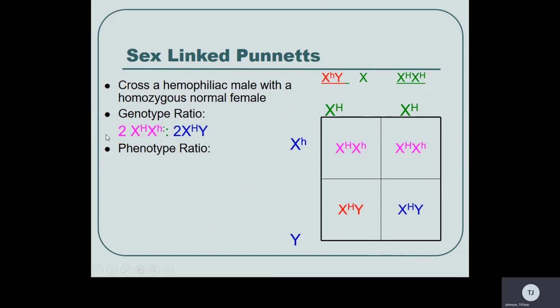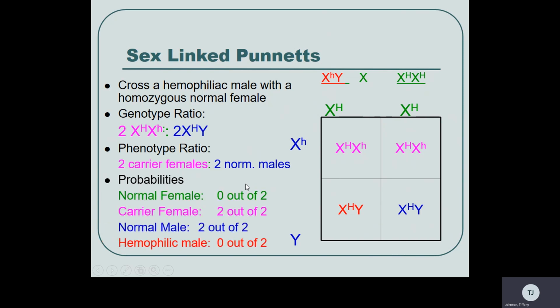So genotype ratio is 2 of both, so 2 X big H, X little h, and 2 big H, X big H, Ys. Phenotype ratios, I've got 2 carrier females, still normal, they're still normal, and 2 normal males. Okay, and so here are our probabilities right there. Okay, so now I want you to go through, and I want you to practice with the calico cats. Practice that and see how well you do on that. So that's how sex-linked traits work.